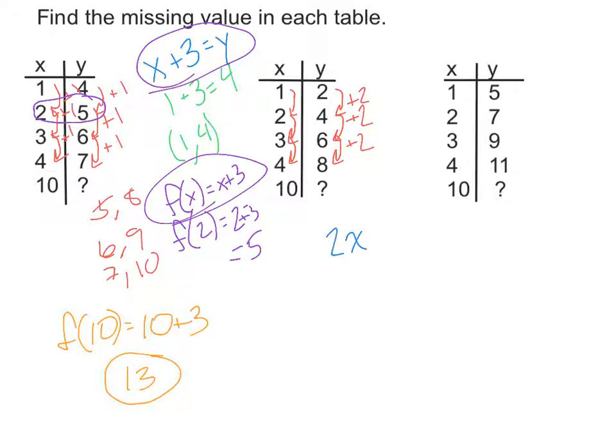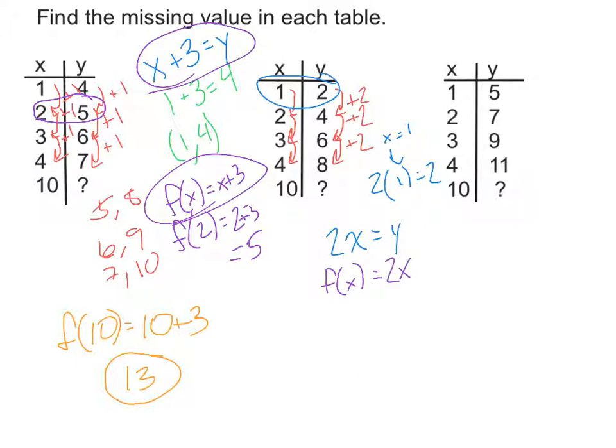And now let's test this. If I were to do 2 times 1, like if I input x to be 1, what do I get? 2. Well, there it is. My result is 2. So my 2 times x equals y, or, like before, I can rewrite it in functional notation, f of x equals 2x.